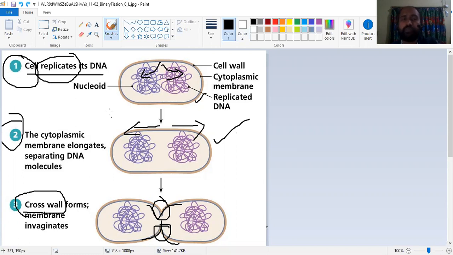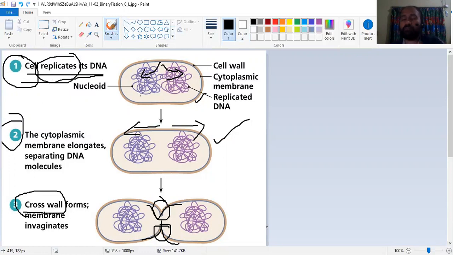Number one, here the first step you can see is a single bacterium cell. As you know, binary fission is done by bacteria. Now here in the picture, first of all, you can see a bacterium cell. In the first step, the nucleus, the nucleoid, divides into two. The first step of binary fission is nothing but the nucleus replicating its DNA. So here the first step you can see the cell replicates its DNA into two.